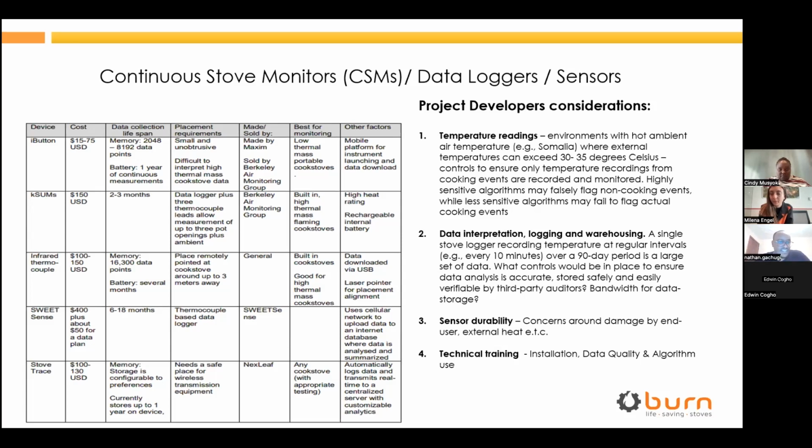And so here's a cross-section of different stove sensors that we found in the market. This is from a 2016 report, so a lot of these values could be updated. If there are any cookstove sensors here, I hope I did not misrepresent your data at all.